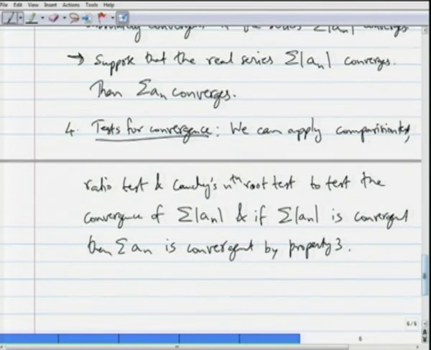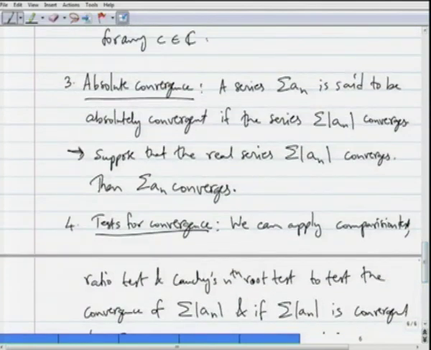So, notice that in property 3, if sigma a_n is convergent, it does not imply that sigma absolute a_n is convergent. You know of examples already in the case of real numbers. So, that very same example applies for complex numbers as well. So, sigma (-1)^n / n, for example, is such a series, which is convergent, but not absolutely convergent. All right.